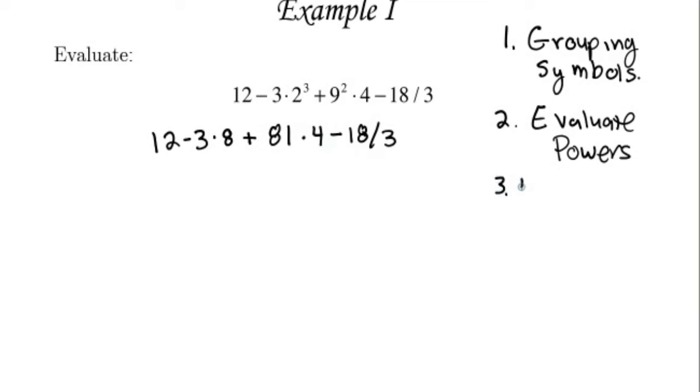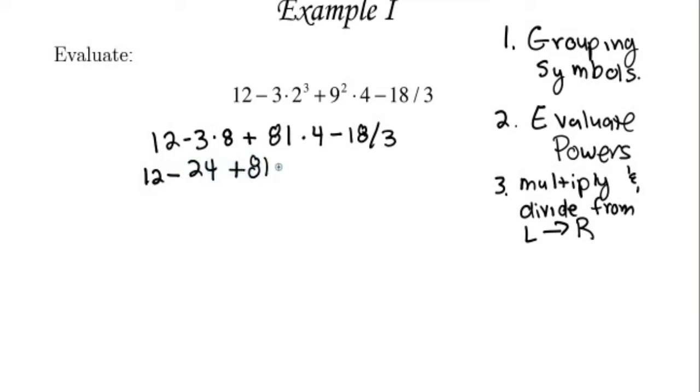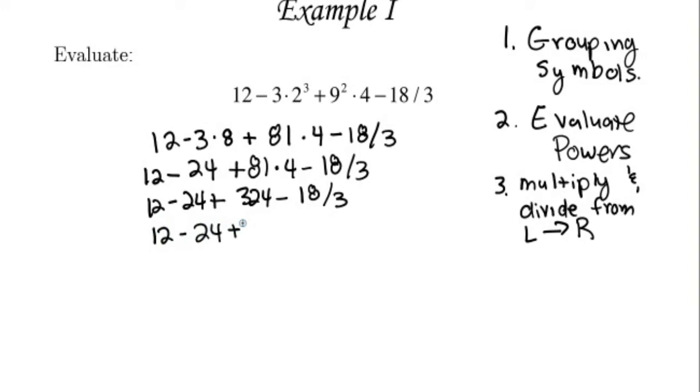Now I'm going to multiply and divide from left to right. So I'm going to begin on the left side of the equation. 12 minus 3 times 8 is 24. Okay. I proceed along from left to right. 12 minus 24. Now it's going to be plus 81 times 4. 81 times 4 is actually 324, minus 18 divided by 3. All I have left to get rid of in terms of multiplication or division is the 18 divided by 3. And that's 6. Negative 6.